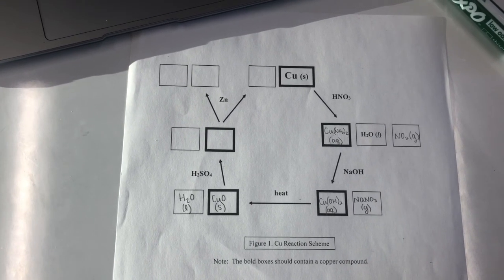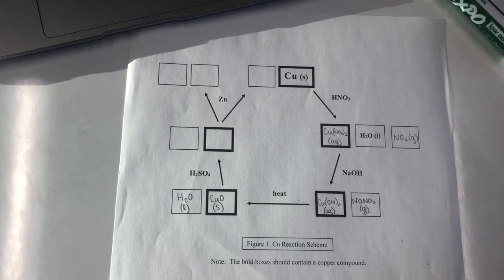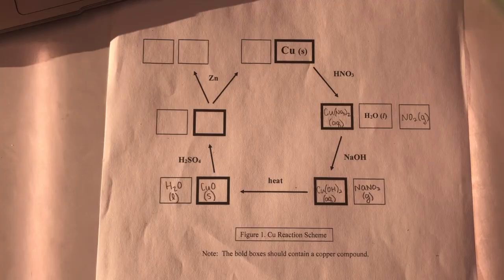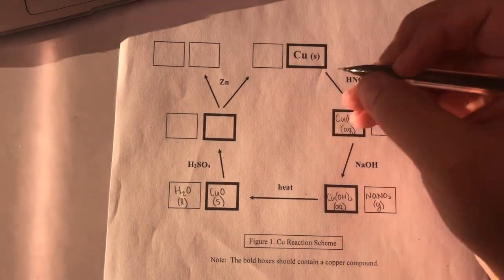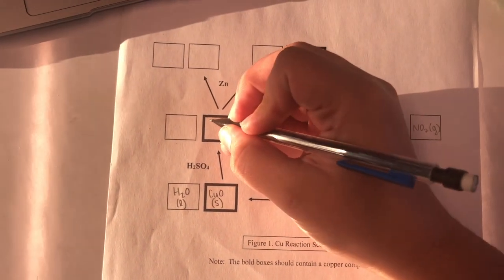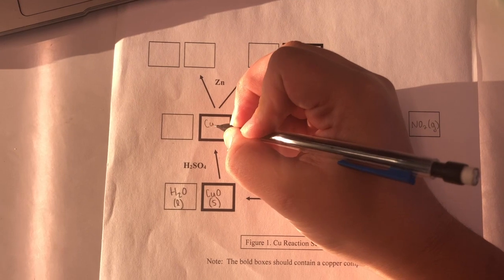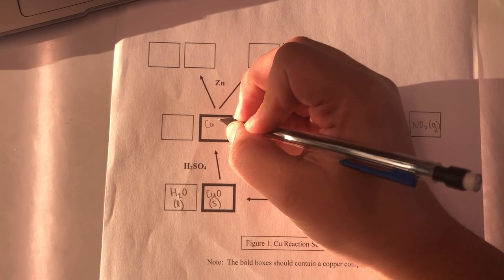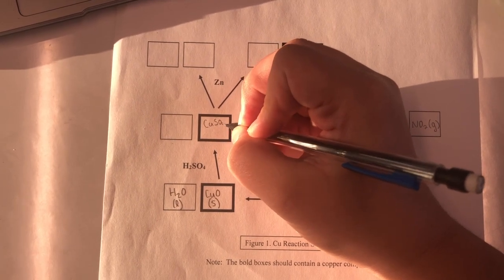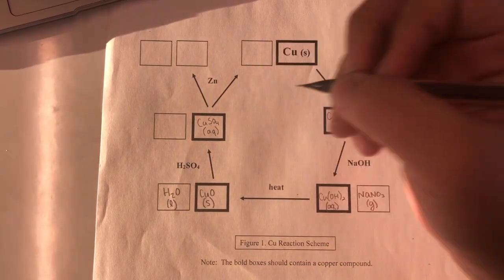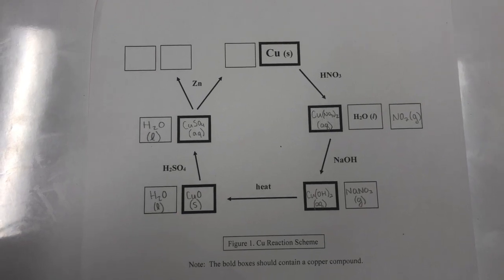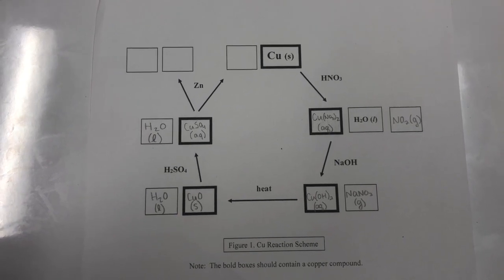Next in the experiment, sulfuric acid was added to the copper 2 oxide. This resulted in forming copper sulfate. When sulfuric acid is added with copper oxide, it produces water as well.